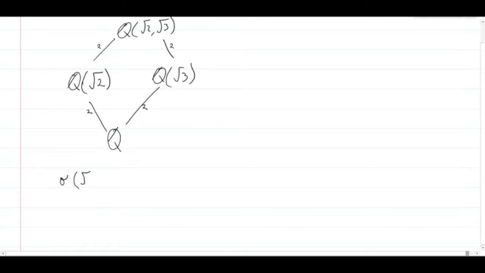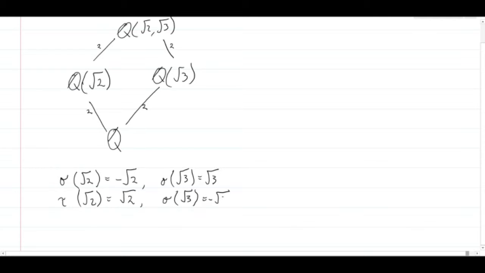The one can be defined, say, by sigma, which maps square root of 2 to minus square root of 2 and keeps square root of 3 fixed. And we can define another one, tau, which keeps square root of 2 fixed and maps square root of 3 to minus square root of 3. So can you figure out which of the two fields, Q(square root 2) and Q(square root 3) in the middle, are the fixed field under sigma and tau respectively?